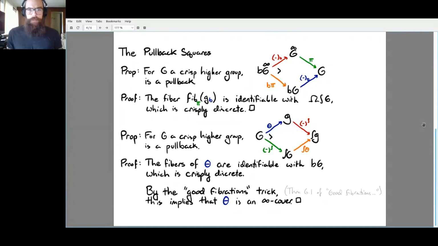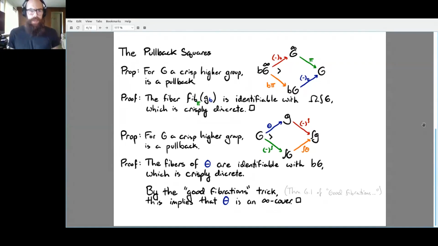And the proof that both of these squares are pullbacks effectively comes down to just showing that the fibers are merely crisply discrete. In the first one, we can show that by continuing the fiber sequence from defining the universal infinity cover, so that the fibers of pi are identifiable with what you could call the fundamental infinity group of G, the loops of the shape. And that's crisply discrete. Then you prove a lemma showing that a map with crisply discrete fibers has a pullback of this sort.